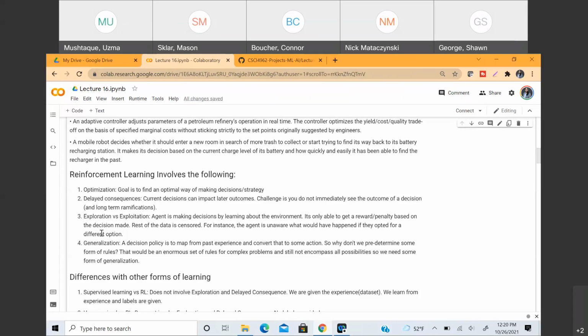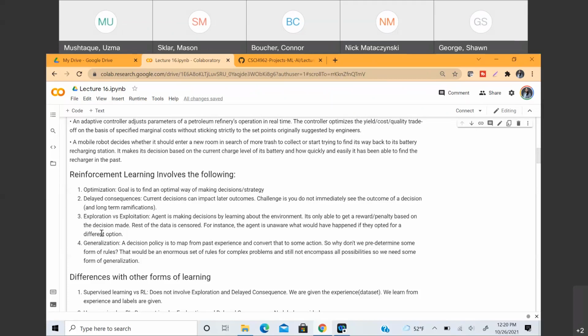Okay. The second important aspect of reinforcement learning is delayed consequences, right? We just saw that, let's say in a game of chess, my current decision can impact my later outcome, right? So my challenge is that I do not immediately see the outcome of a decision. In terms of what an agent should be doing to maximize its outcome, well, there are two choices. It might want to explore or it might want to exploit. So there is a trade-off between explore and exploit.